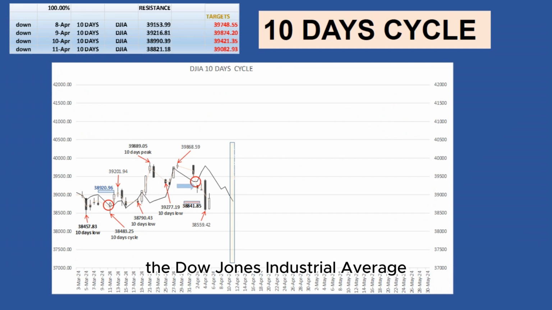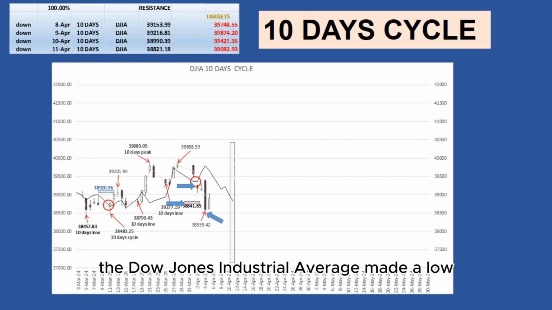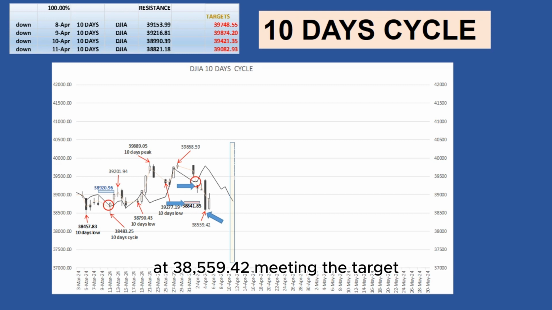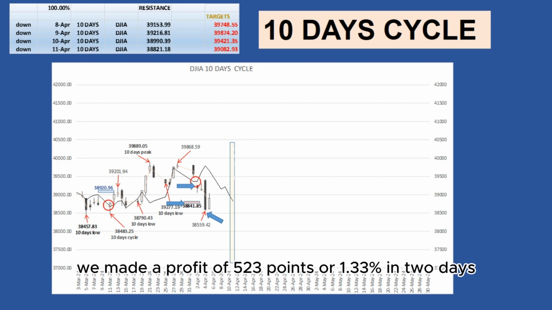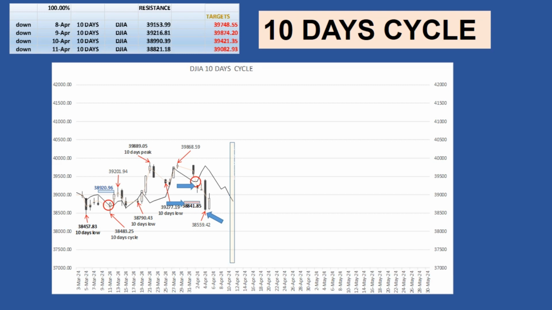On April 2nd, the Dow Jones Industrial Average crossed below its cycle line at 39,365.44, giving a potential target at 38,841, or 523 points or 1.33%. On April 4th, the Dow Jones Industrial Average made a low at 38,559.42, meeting the target. Trading this signal, we made a profit of 523 points or 1.33% in 2 days. The April 4th low was the 10-day low.